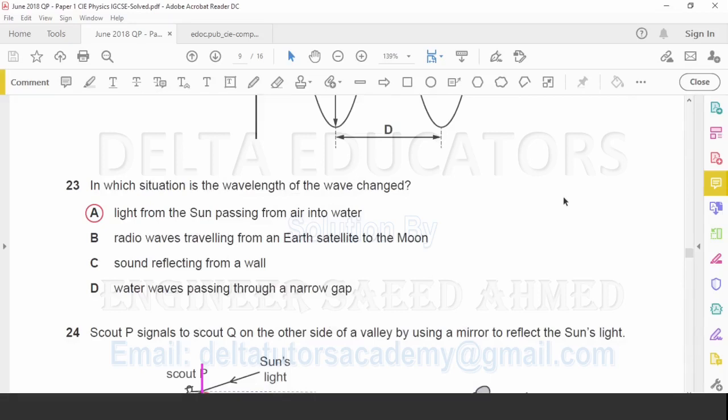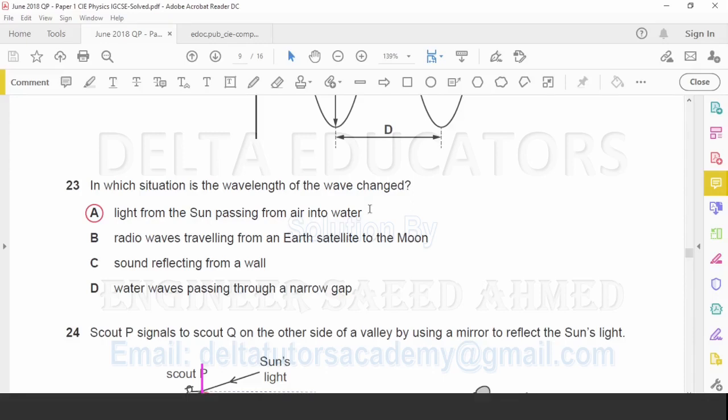Question number 23. In which situation does the wavelength of the wave change? Option A, light from the sun passing from air into water. Yes, it is the correct option. Wavelength of a wave changes when a wave enters from one medium to another medium. Here waves are entering from air to water. So the medium is changed. When the medium is changed, wavelength is changed. So the correct option is option A.